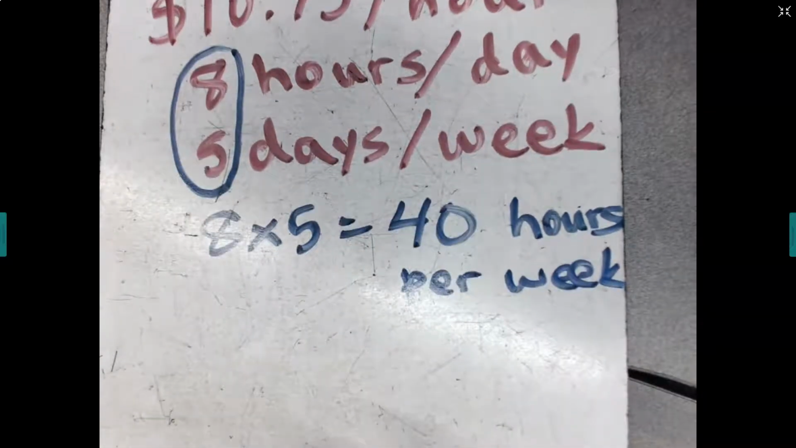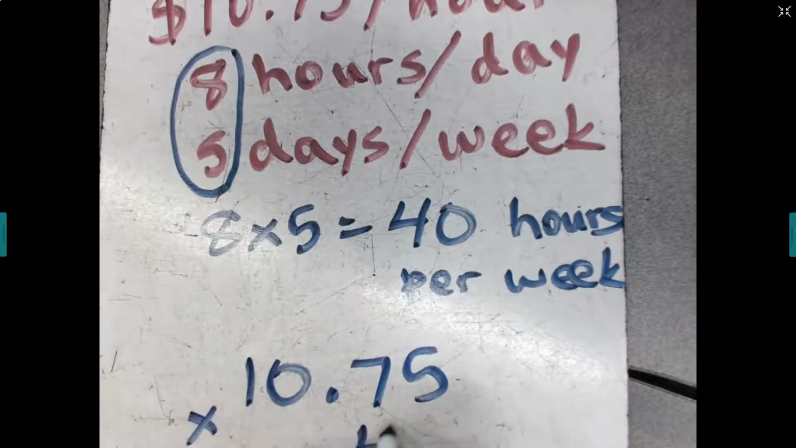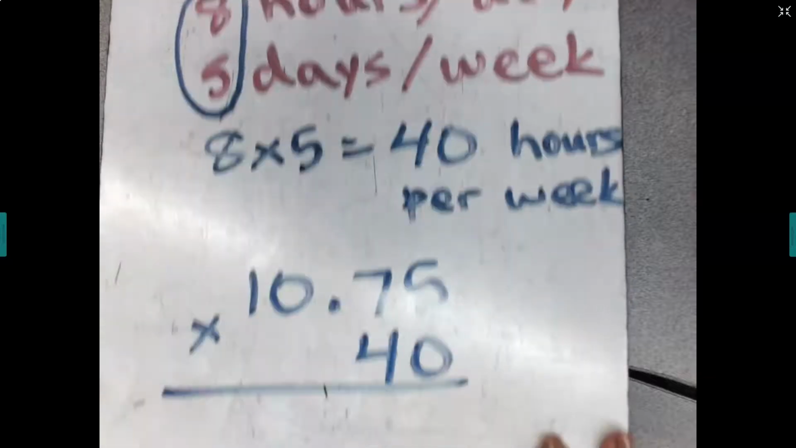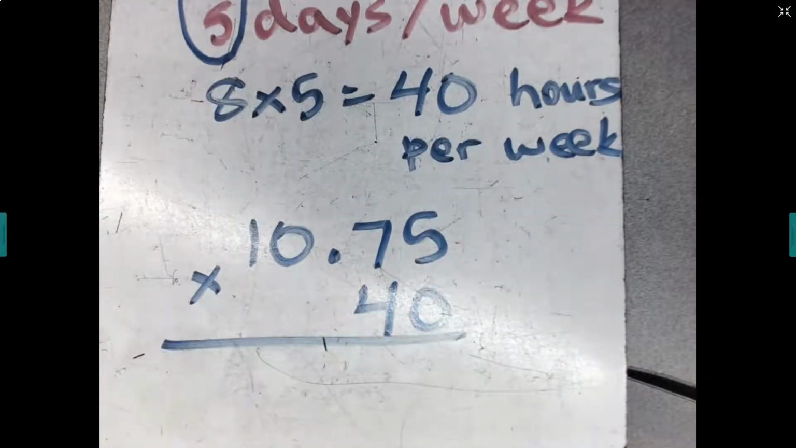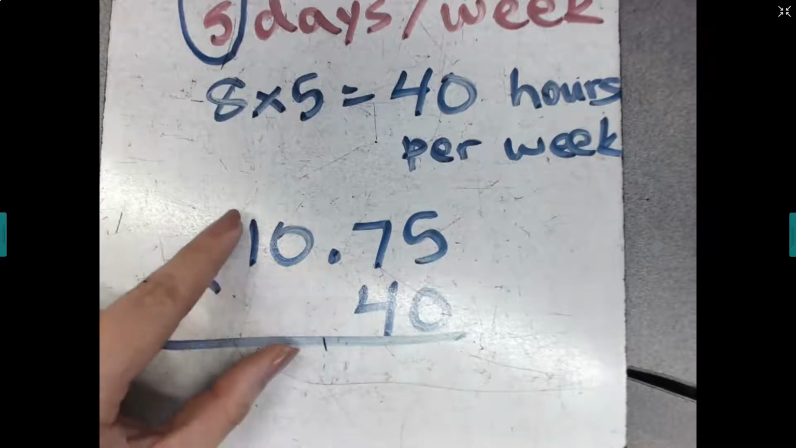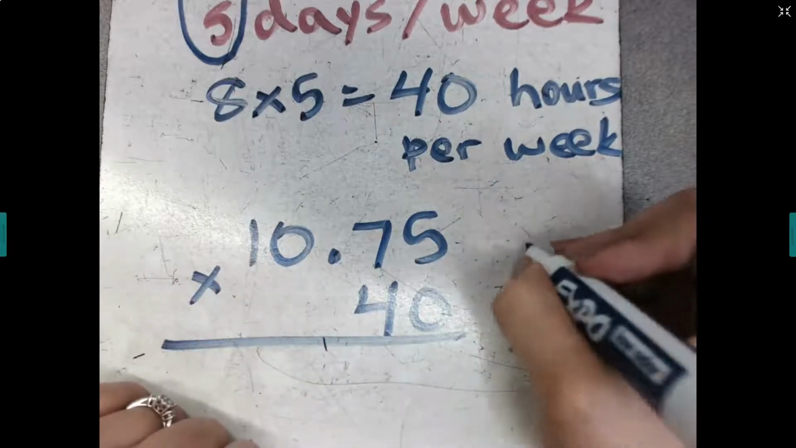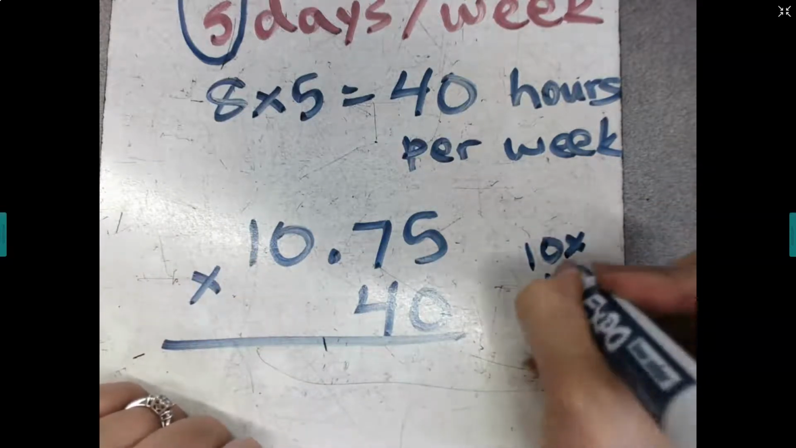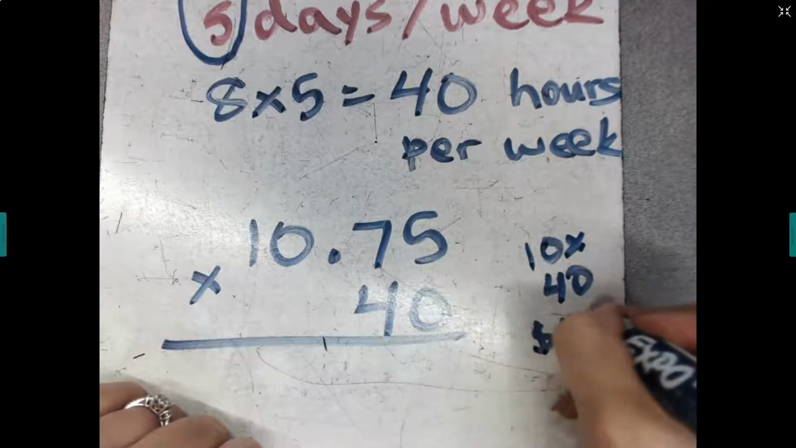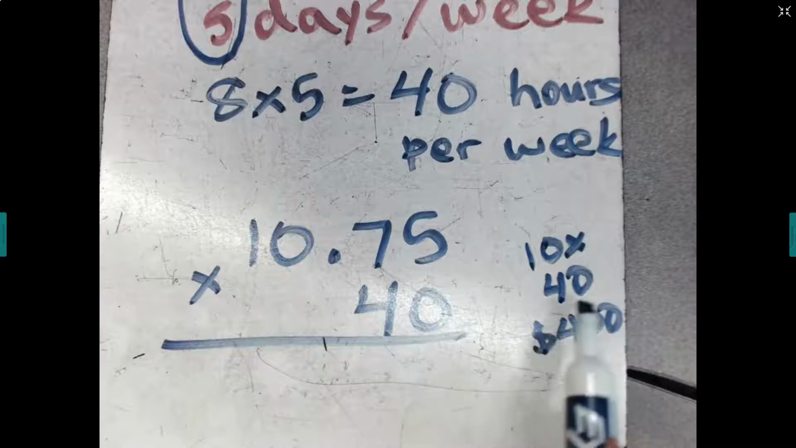So if he makes $10.75 in 1 hour, then how much money does he make in 40 hours? Remembering to make sure you're placing your decimal point correctly at the end of the problem. You can also estimate at the beginning. You could estimate 10 times 40 equals approximately 400. So at the end of your multiplication, you should have a number that is close to 400.